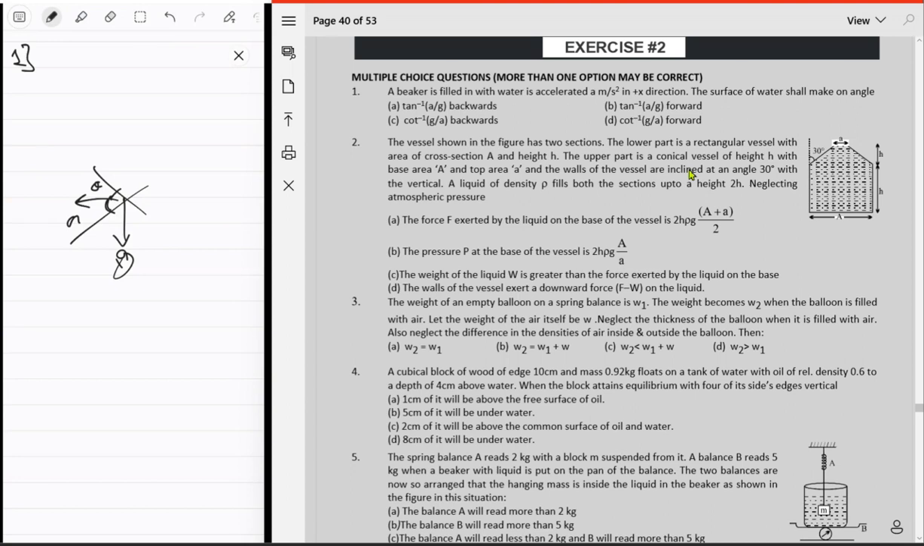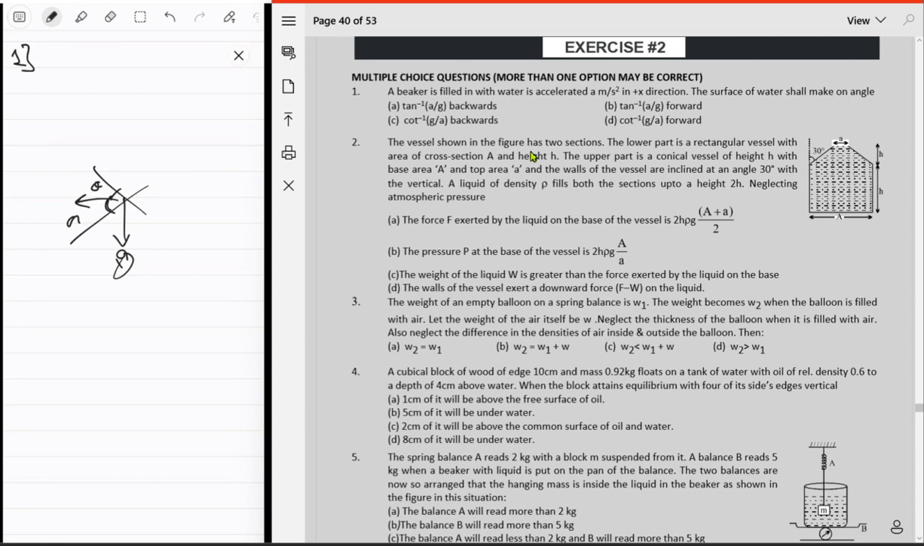Forward, backward. How does that even make sense? What do you mean by backward and forward? I'm just going to say it's tan inverse of a upon g, or cot inverse of g upon a. At least that makes sense. But what is forward or backward?